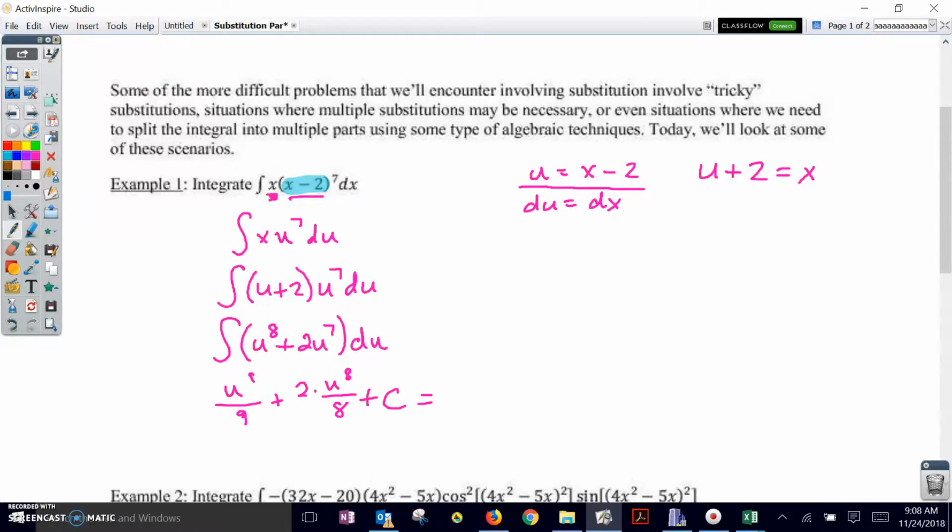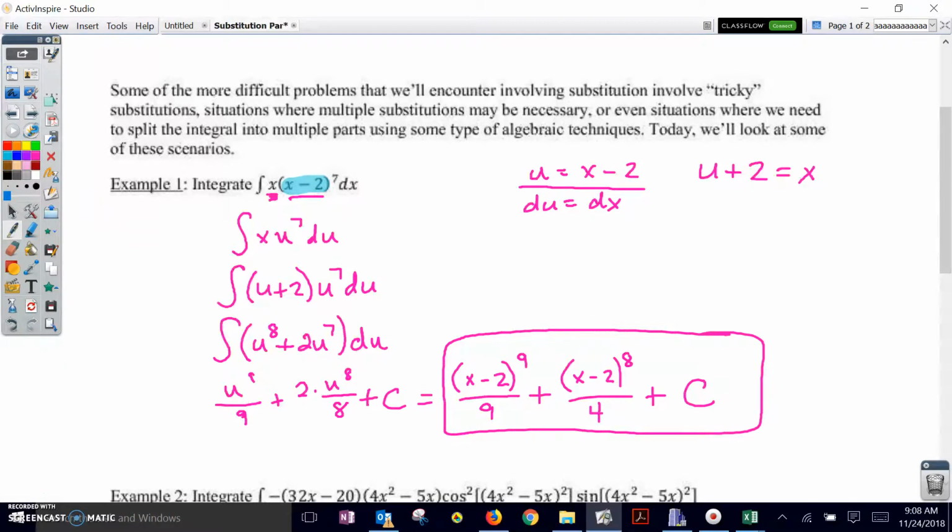Or, bringing u back, we've got the quantity x minus 2 to the 9th over 9 plus the quantity x minus 2 to the 8th over 4 plus c. And there's our integral of the original, without us having to expand that binomial to a very large power. We've arrived at an effective integral for this particular problem.